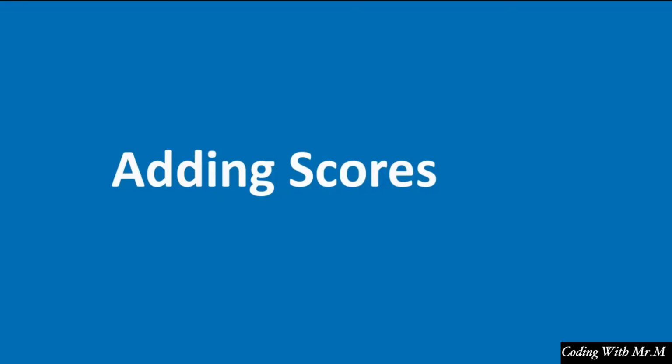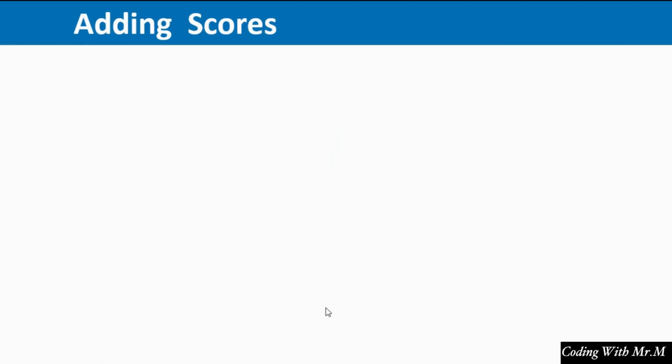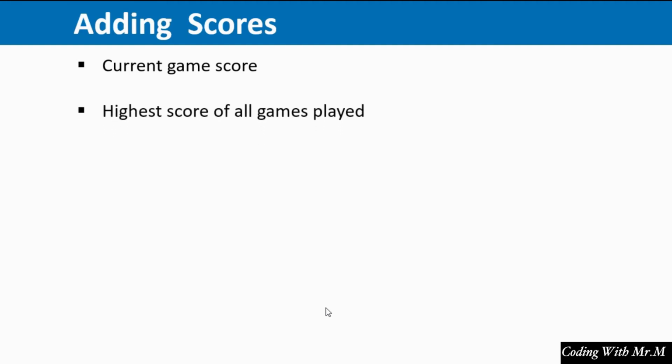Hello and welcome to this video. In this video, we are going to be adding scores to the game. I will be implementing two types of scores. The first is going to be the score for the current game, and the second type of score is going to be the highest score, which will be the highest score for all the games played.